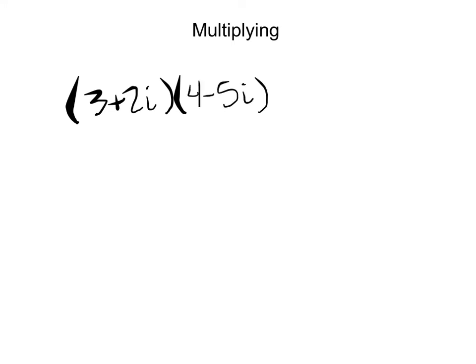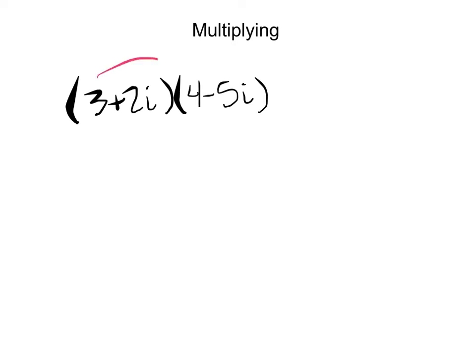Now let's look at multiplying complex numbers. It's actually kind of similar to how we multiplied polynomials or binomials, so we can use something similar to double distribution. Let's try the number 3 plus 2i, and we're going to multiply it with the complex number 4 minus 5i.